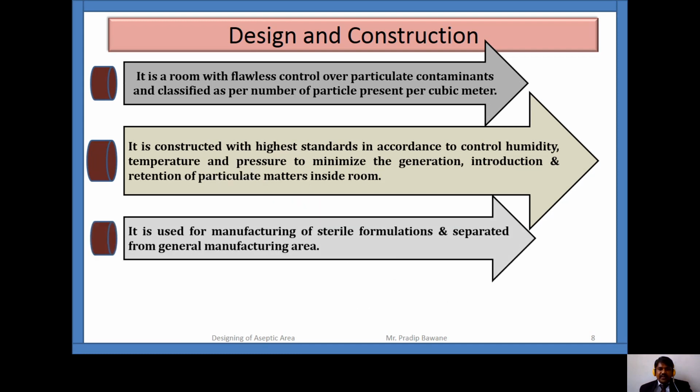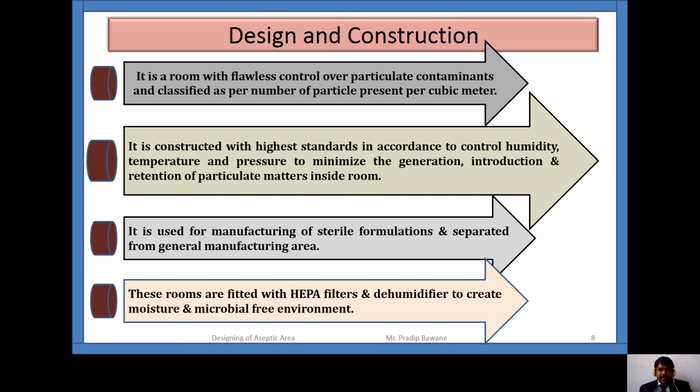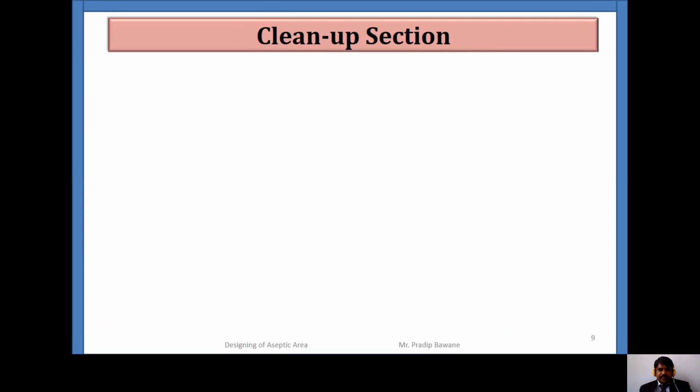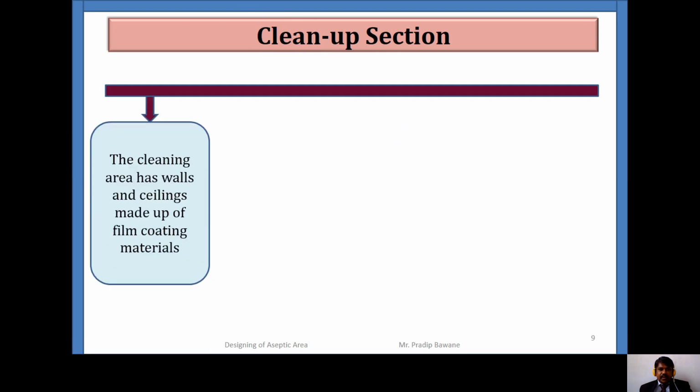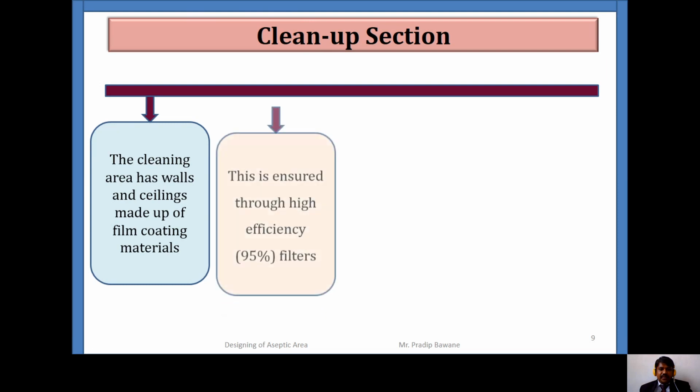It is used for manufacturing of sterile formulation and separated from general manufacturing area. These rooms are fitted with HEPA filter and dehumidifier to create a moisture and microbial free environment. First of all, we will discuss the clean-up section. The clean area has wall and ceiling made up of a film coated material.